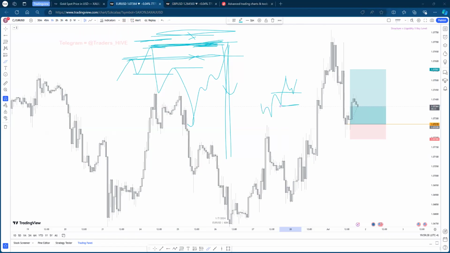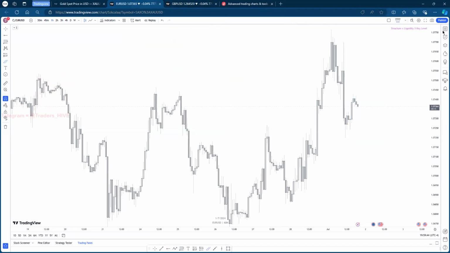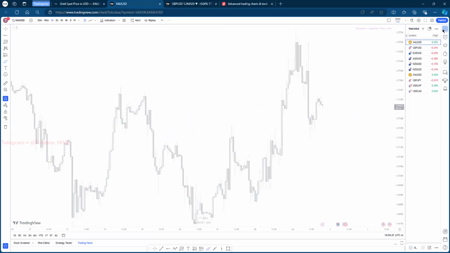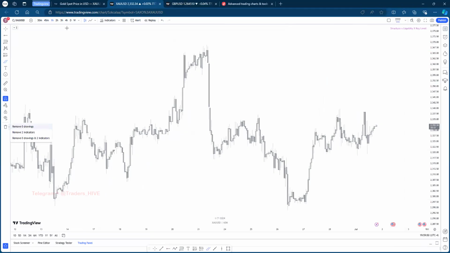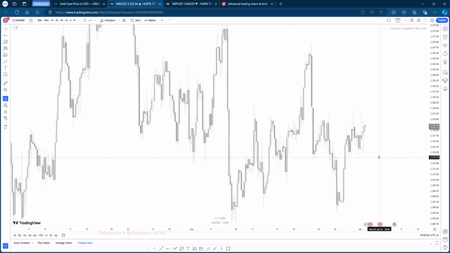But today I tried on gold. I think there were 2 key levels. So I entered on the first key level with the stop above the second key level, where there was still another high. So price kind of moved through the 2 key levels and then went to the high.